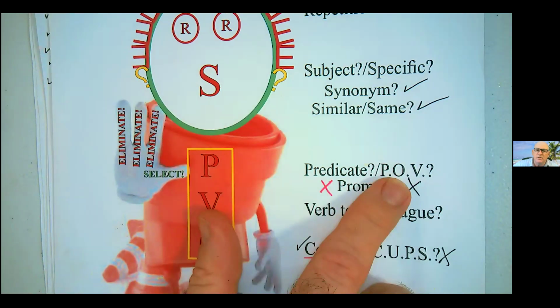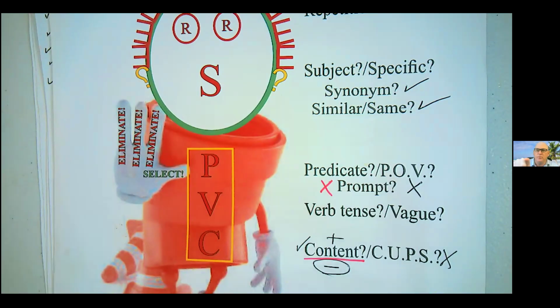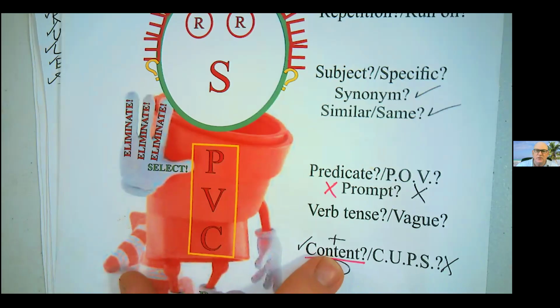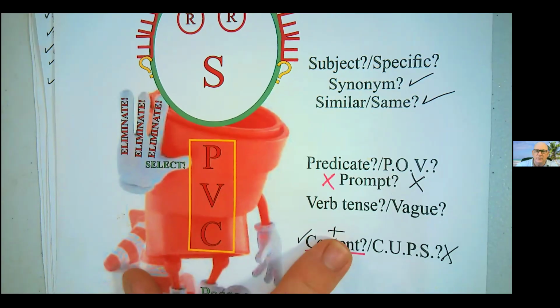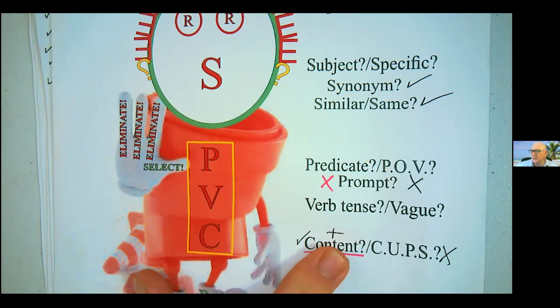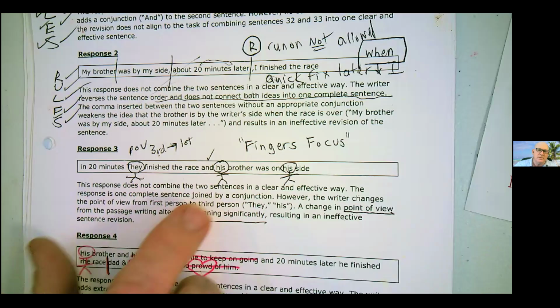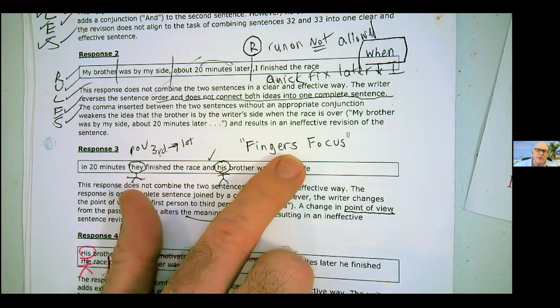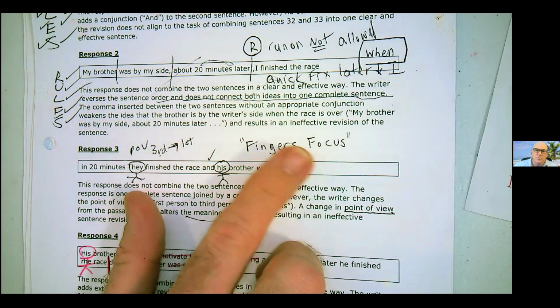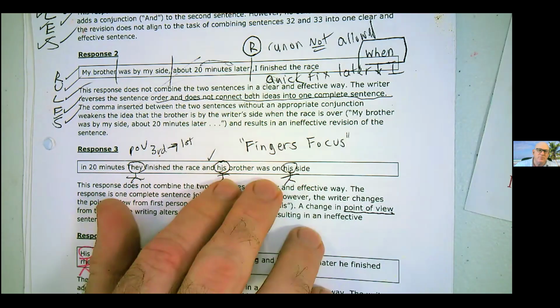Because the meaning was changed based on the shifting point of view, they both switched from first person, I, me, we, us, to third person, people that are not here. It changed the content enough that they added to change the meaning and lose the point. So let's take a look at both of them. All right. So this activity that I showed you was what I call the fingers focus. Who's the focus in the sentence in terms of point of view?